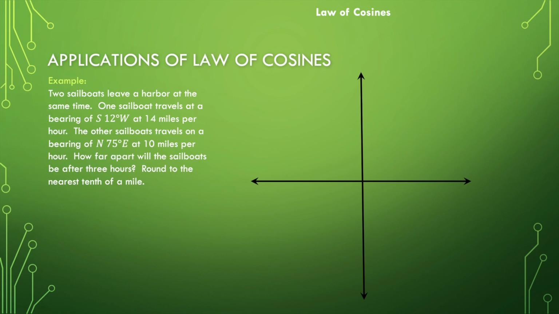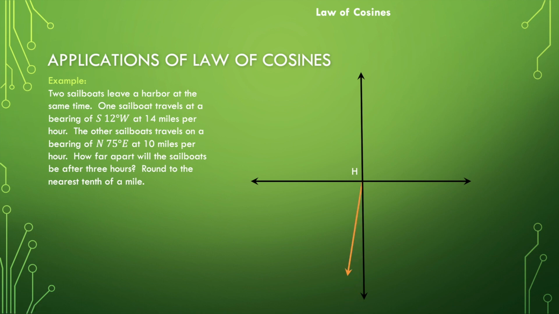Okay, so we've got a couple of sailboats leaving a harbor at the same time, and they're going in different directions, and we want to know how far apart they are after 3 hours. So let's wrap our head around what's actually happening. Let's first identify our harbor. The harbor is going to be represented at the origin. The first sailboat is leaving the harbor and traveling south 12 degrees west. So 12 degrees off of that south bearing to the west.